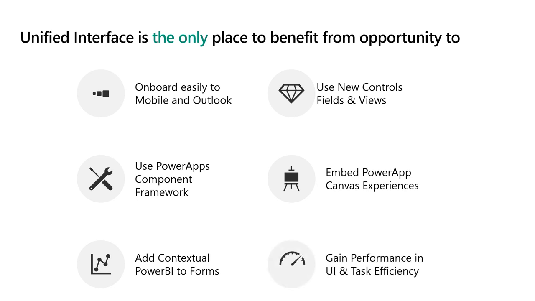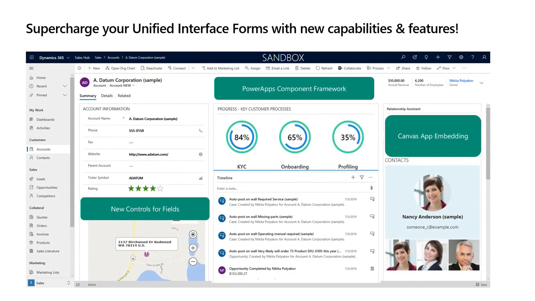Obviously, we talked about all the tasks and performance and efficiencies that can provide. So I want to show you a quick screenshot of some of the things you can do if you were able to get onto the Unified Interface. You see some of those new controls in the star rating. It allows you to see the quality or rating of that customer really quickly.